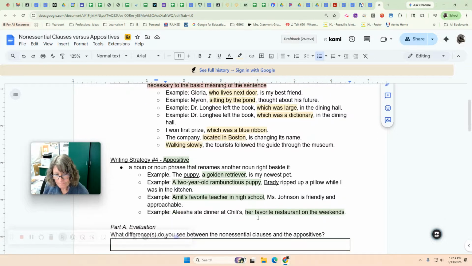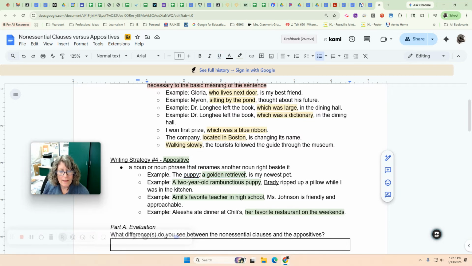Now, an appositive is different. An appositive is a noun or a noun phrase that renames another noun right beside it. So it has to be next to a noun, just like the non-essential clause, but it has to be another noun, right? So here's our first example. The puppy, that's a noun. A golden retriever is my newest pet.